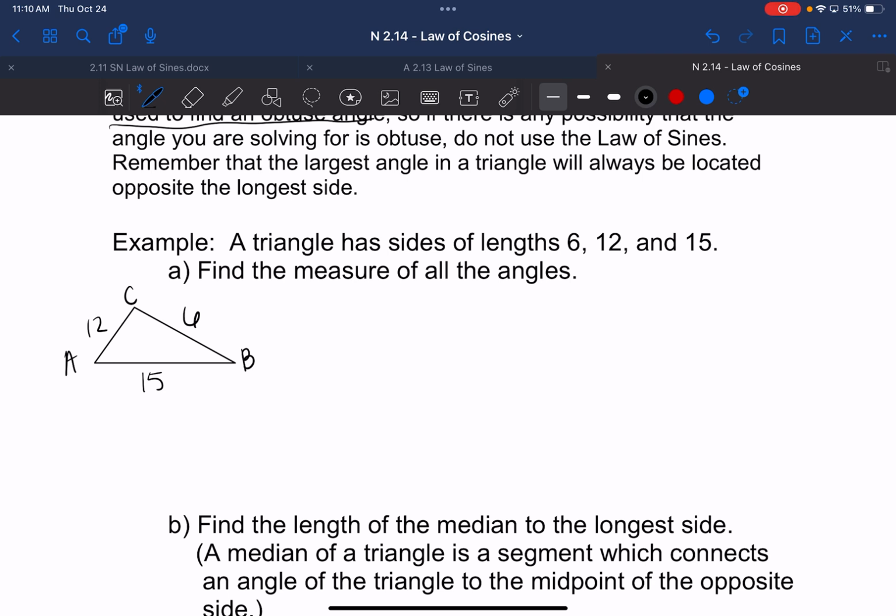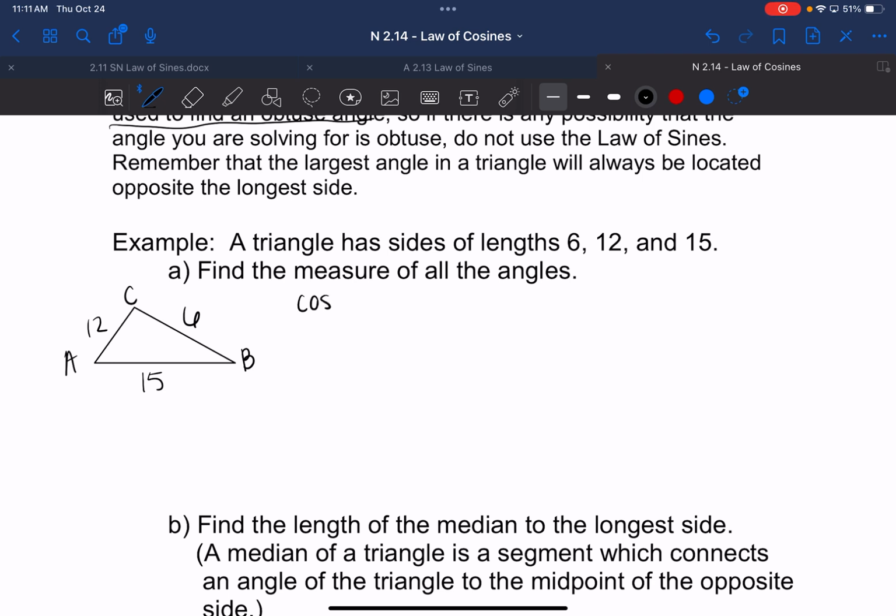I'm supposed to find all the missing angles. Okay, I know I would like to use Law of Sines, but to use Law of Sines, I have to know at least one of these angles, right? So we can't use Law of Sines, so I'm going to have to use Law of Cosines. And I'm looking for an angle, so which formula do I use? Cos C. Right. So let's do that.